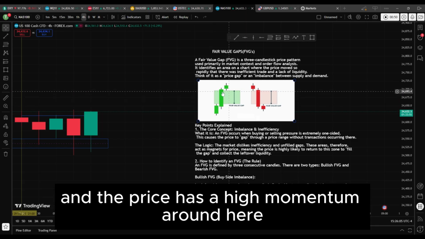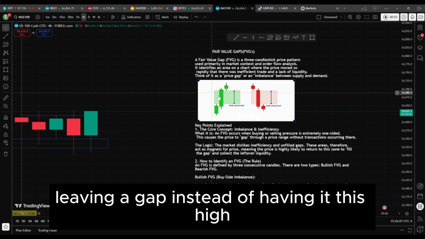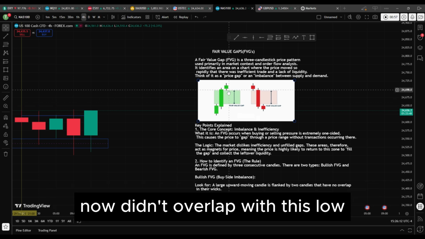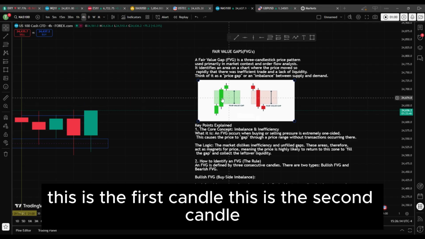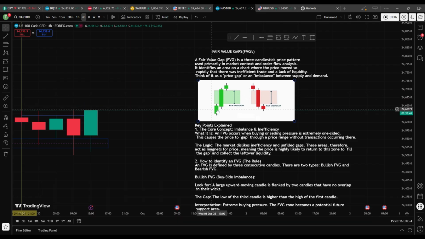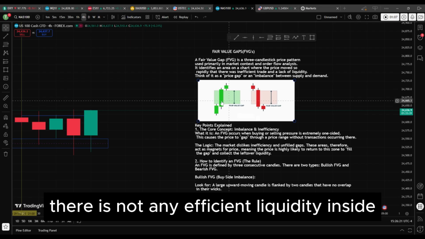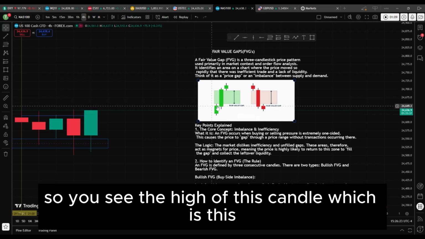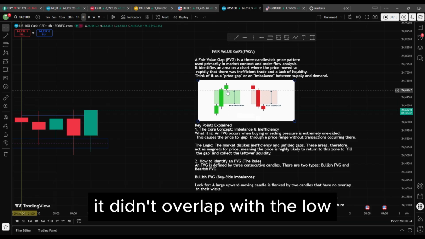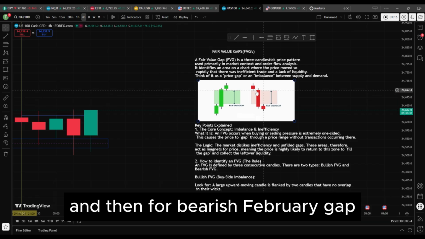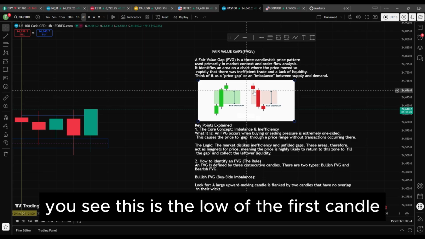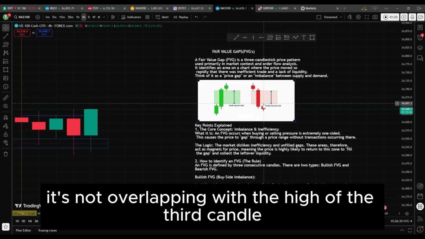And the price has high momentum around there, leaving a gap instead of having this high overlap with this low. This is the first candle, this is the second candle, this is the third candle. If price moves rapidly across this area, there is not any efficient liquidity inside. So you see the high of this candle didn't overlap with the low. And then for the bearish fair value gap, you see this is the low of the first candle. It's not overlapping with the high of the third candle.